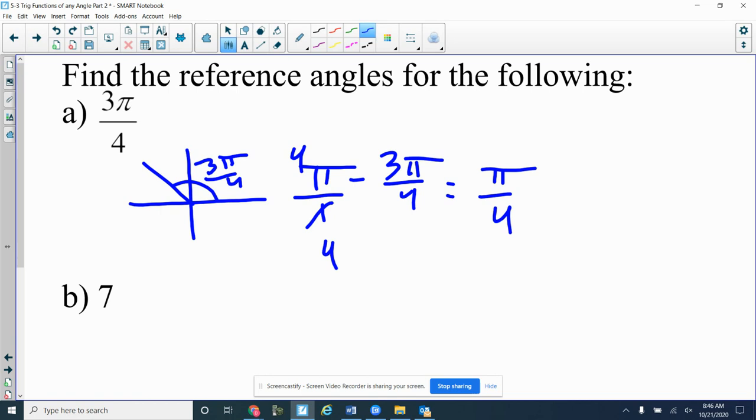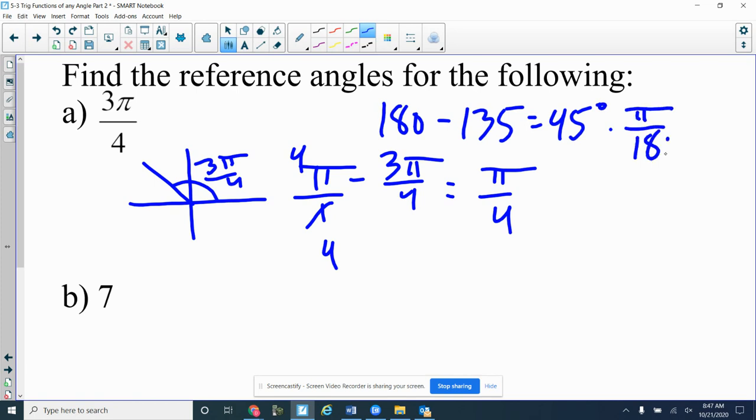Okay? And what are you going to 3 from? What's that? I took 4 pi over 4 minus 3 pi over 4. So 4 minus 3, 1. What do you mean converting it back to degrees? So if you convert this, this is 135 degrees. Okay? So you take 180 minus 135. That's 45. Take that 45, that's in degrees. So take that and convert it back to radians.